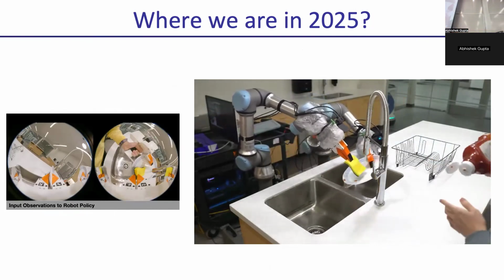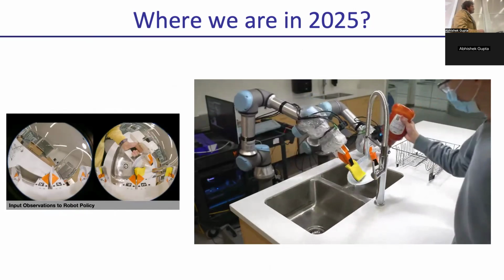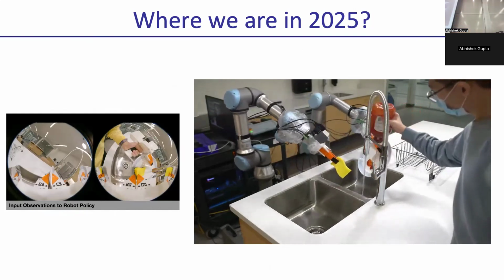We'll cover a bunch of other cool examples, but arguably imitation learning is amongst the most successful methods for robot manipulation today.